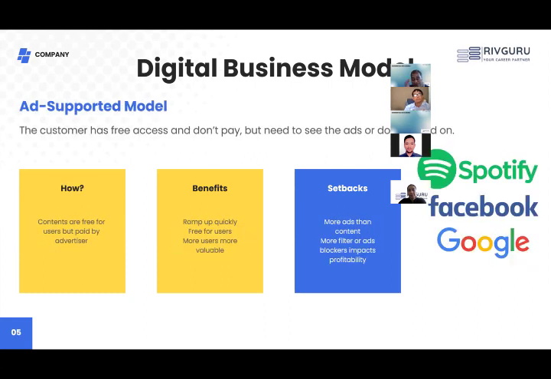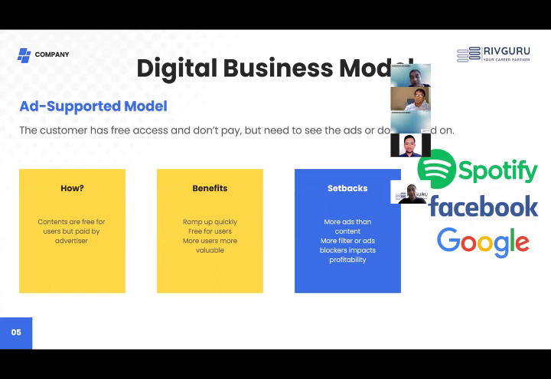The third is the ad-supported model. Platforms like Facebook, Google, and a lot of OTT online content programs work this way. The subscriber doesn't have to pay anything, so everything is free. Like Facebook is free for us, right? But actually it's not free, because with every video you see on Facebook, suddenly an ad comes in, and Facebook makes money from those ads.